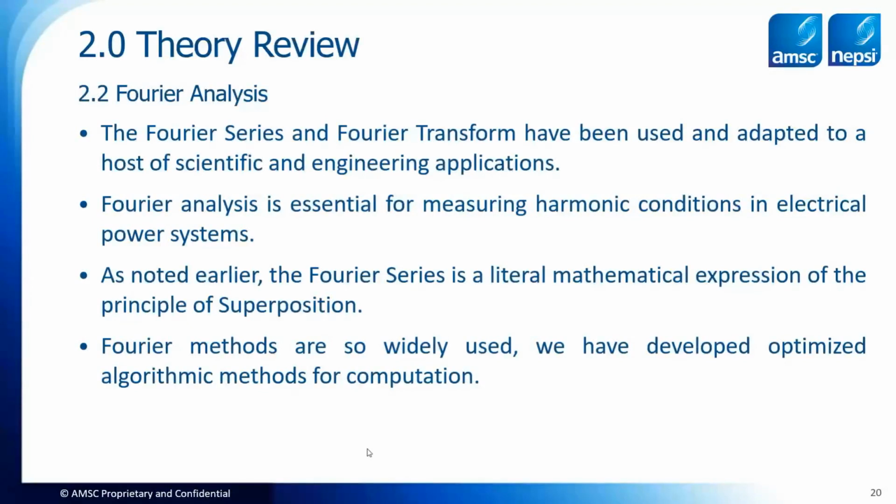So Fourier analysis is essential also for measuring harmonic conditions in electrical power systems. Most of us know this. If we want to take a waveform and get the harmonic content out of it, we have to use a form of Fourier analysis to extract those frequencies. Now, as noted earlier, the Fourier series is that literal mathematic expression of superposition. And Fourier methods are so widely used, we have even developed optimized algorithmic methods for computation to make them much, much faster. We'll briefly mention that, and that's called the fast Fourier transform.